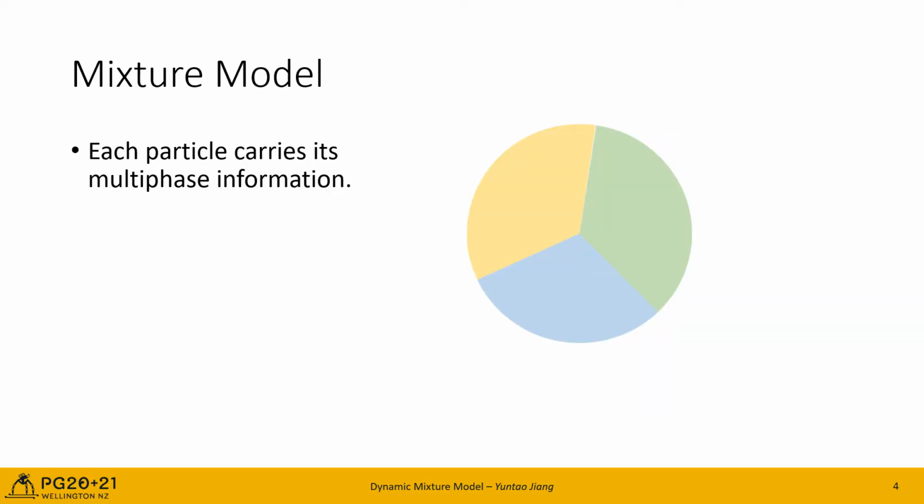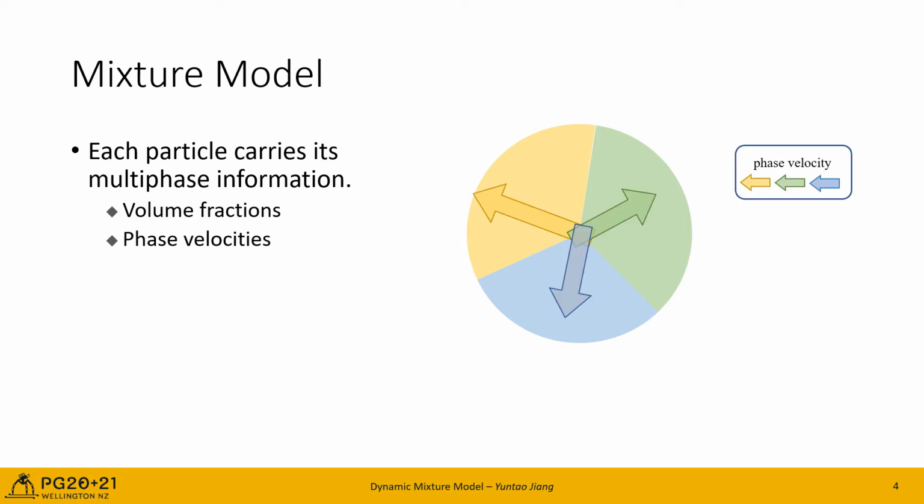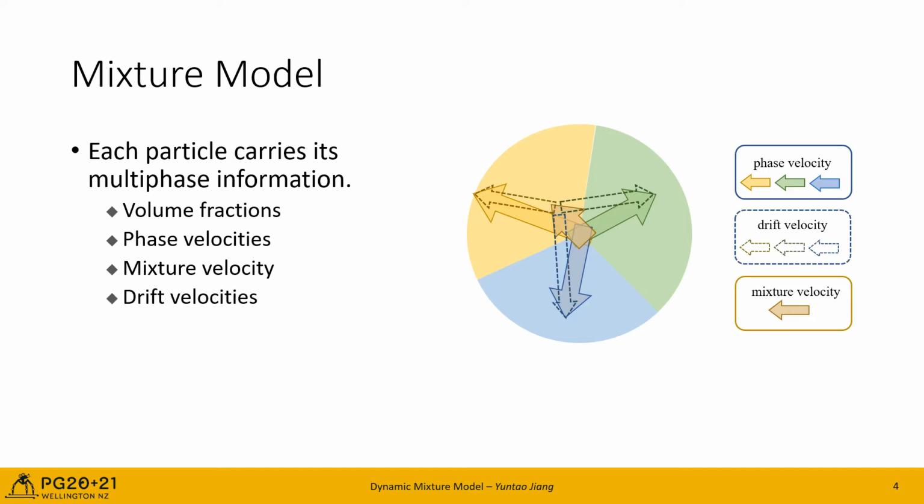Since there is only one set of particles, each particle carries more information than those in single-phase solvers. The most important multiphase information is the volume fraction of the component phases. Then each phase has its own velocity. By averaging these velocities, we get the mixture velocity. This is actually the particle velocity. The relative velocity, also called drift velocity, equals the phase velocity minus the mixture velocity. So we have the mixture velocity that describes the overall motion, and the drift velocity that describes the phase transport.